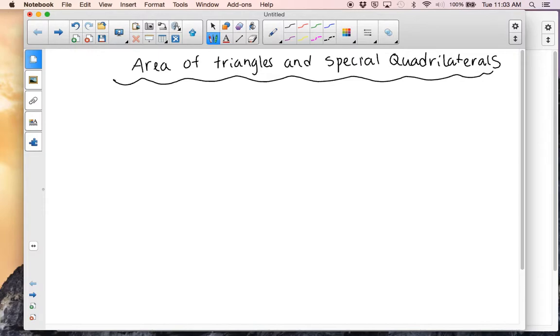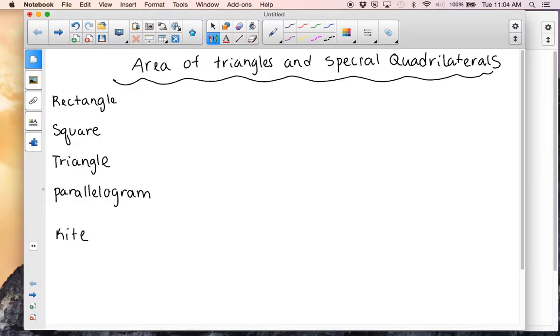All right, so first of all, let's list all of our shapes and their area formulas. Rectangle, square, triangle, then we have parallelogram, what am I missing here? Kite, rhombus, and trapezoid.